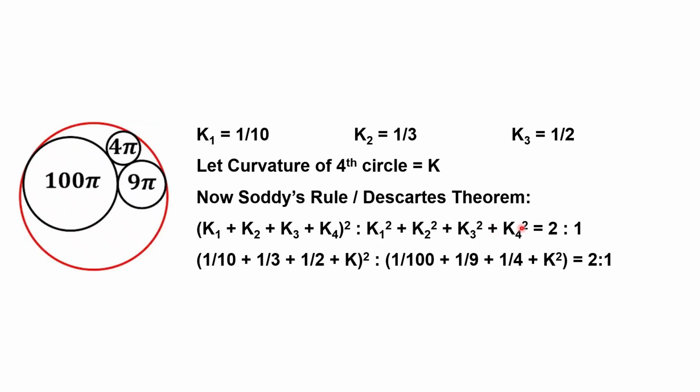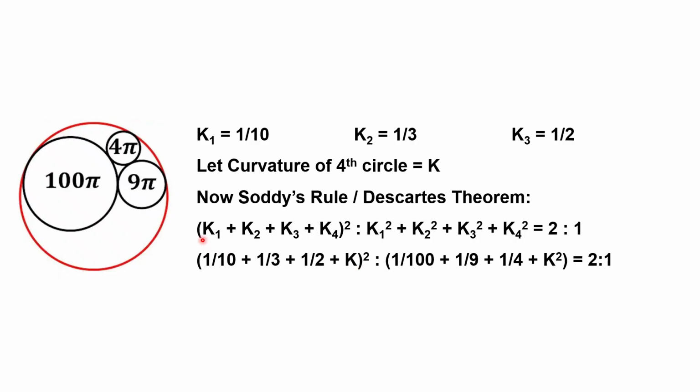The ratio of the square of the sum to the sum of the squares will be 2:1. So put the values 1 by 10, 1 by 3, 1 by 2 and K, and here the squares: 1 by 10 square, that is 1 by 100, 1 by 3 square, that is 1 by 9, 1 by 2 square, that is 1 by 4, plus K square. This ratio should be 2:1.